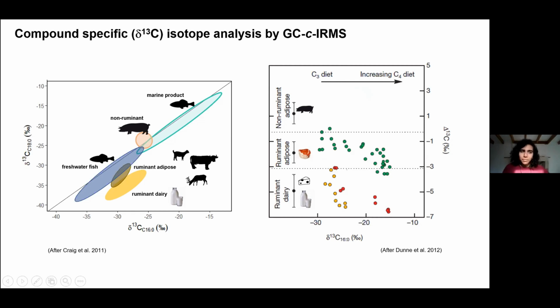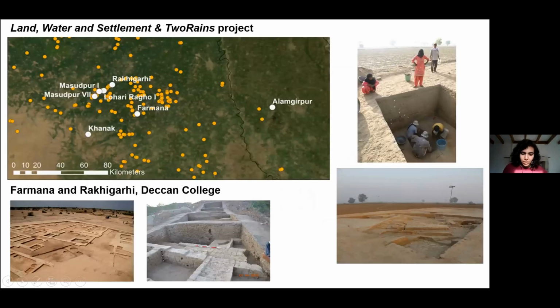So my PhD focused on analyzing lipid residues in pottery from a range of different vessels and from different settlements in Haryana, including very small villages and rural settlements, as well as the town of Farmana and Rakhigarhi, the city. This was in collaboration with Deccan College, through which I got access to samples from Farmana and Rakhigarhi. For the pottery from the smaller settlements in Haryana, I worked with Cameron Petrie and the Land, Water and Settlement and Terrains project to analyze the vessels.